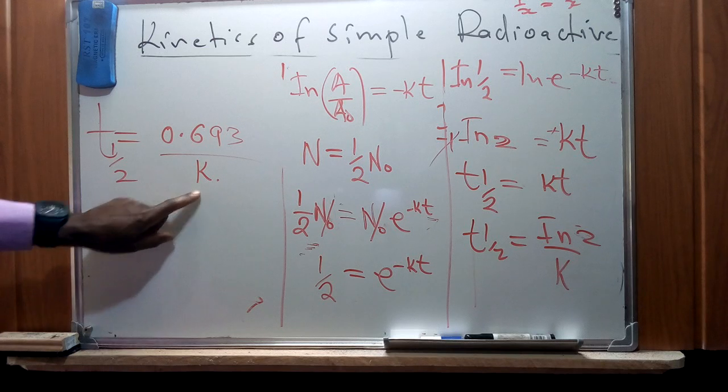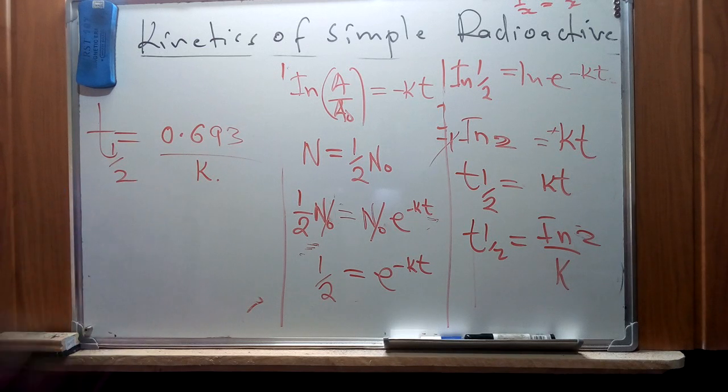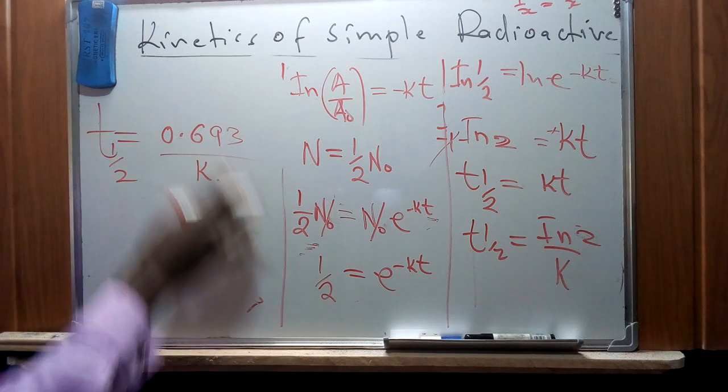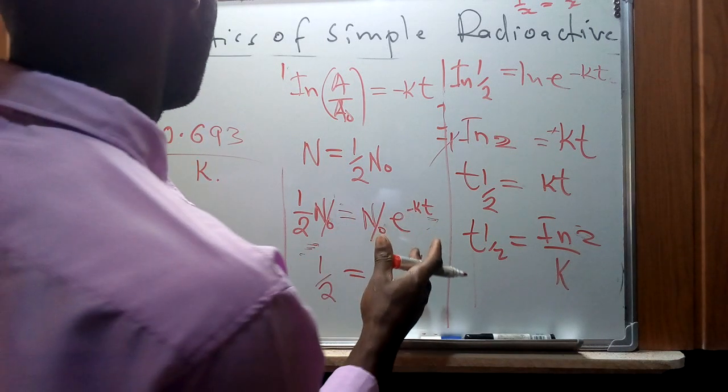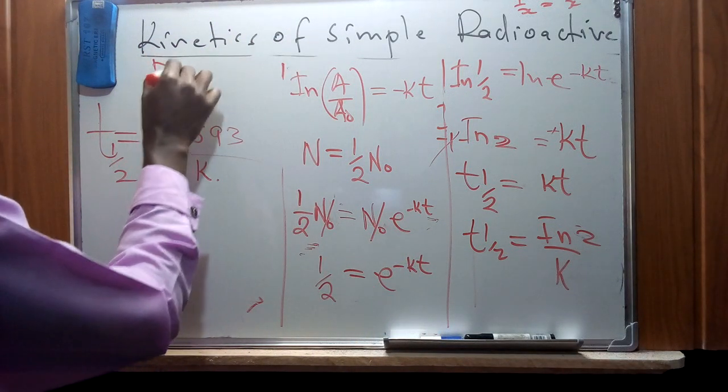So if you are given the decay constant for a particular radioisotope, then we can calculate the half-life. So these are some of the procedures that we have done step by step that are used to represent the kinetics of a simple radioactive decay.